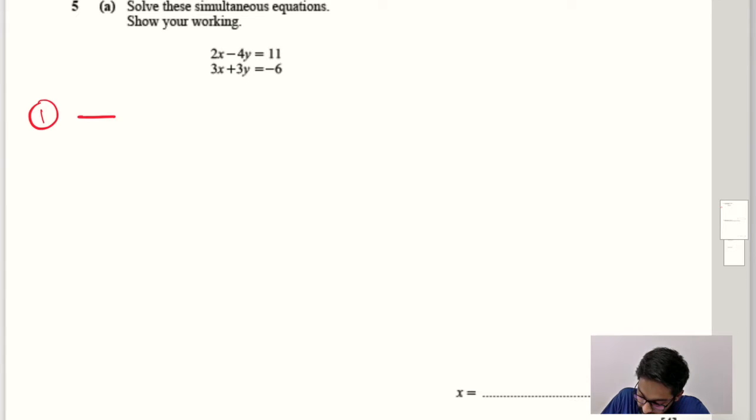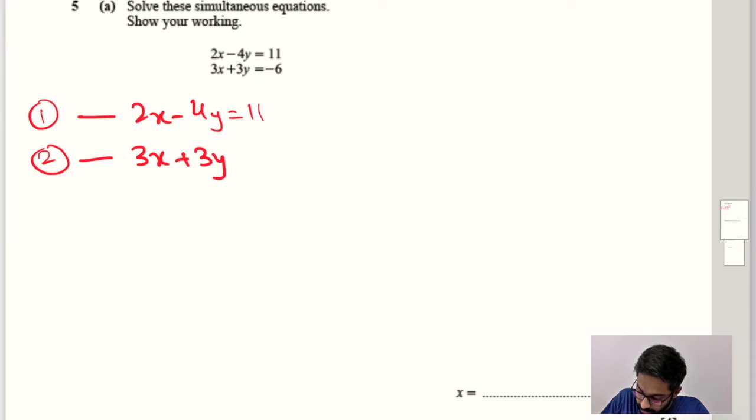So the first equation is 2x minus 4y equals 11, and the second equation is 3x plus 3y equals negative 6. In order to eliminate one of the variables, I need to make sure that one of the variables is the same but has opposing signs. So I multiply the first equation by 3 and the second equation by 4.